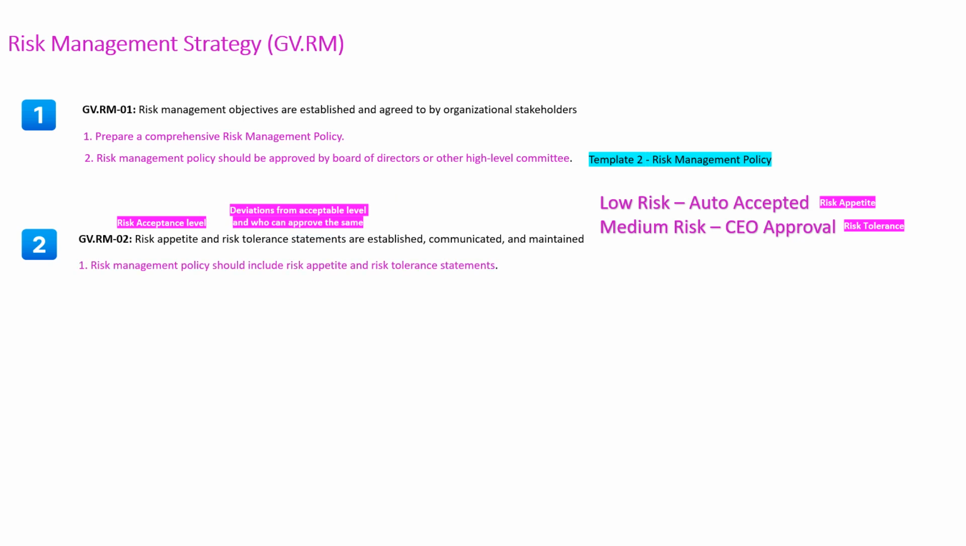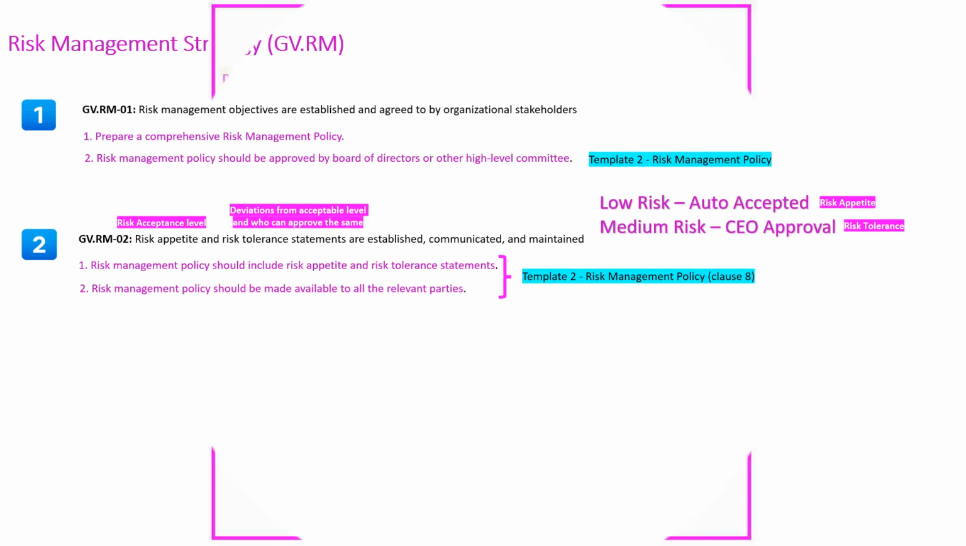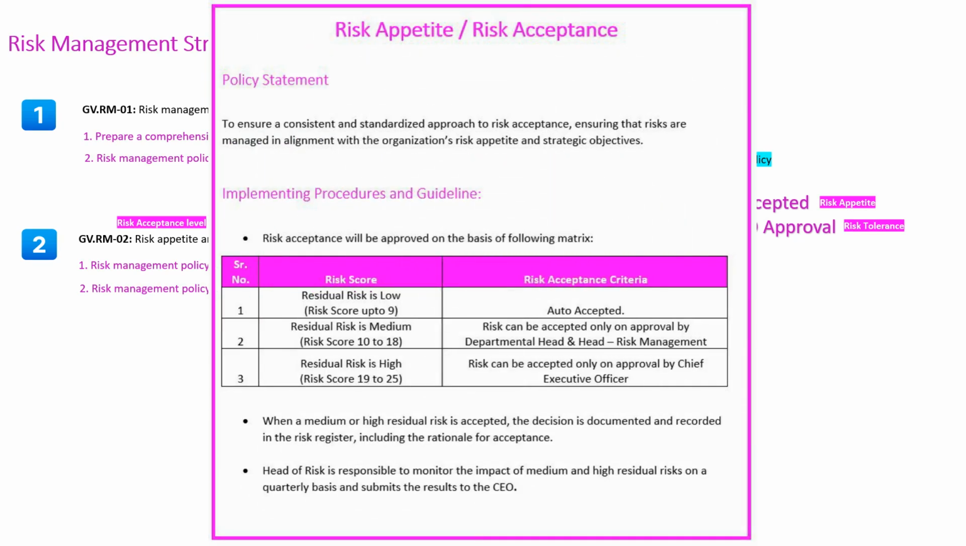So to implement this, what you need to do is, the risk management policy should include a risk appetite and risk tolerance statement. The risk management policy should be made available to all the relevant parties. You may like to refer to our template to understand how to define risk appetite and risk tolerance statements.